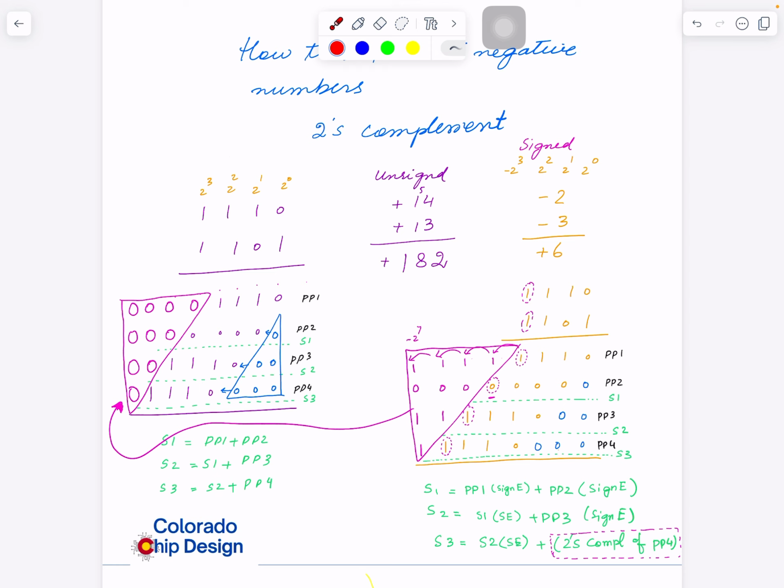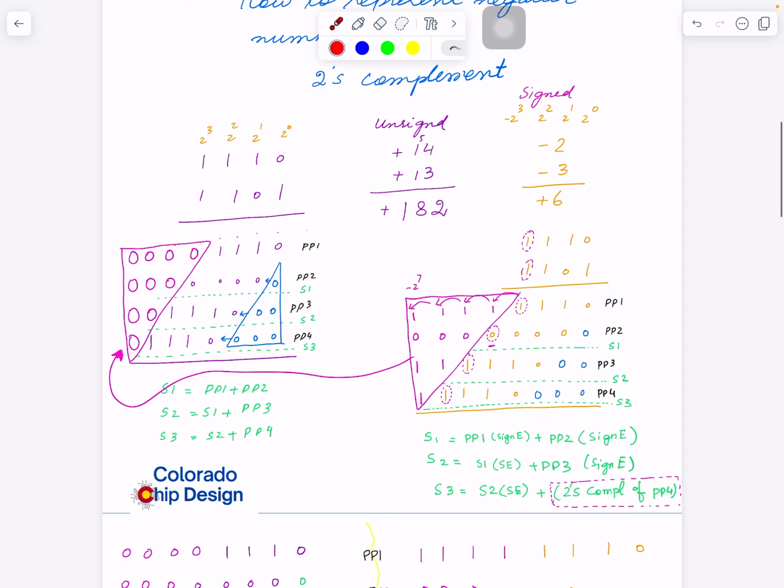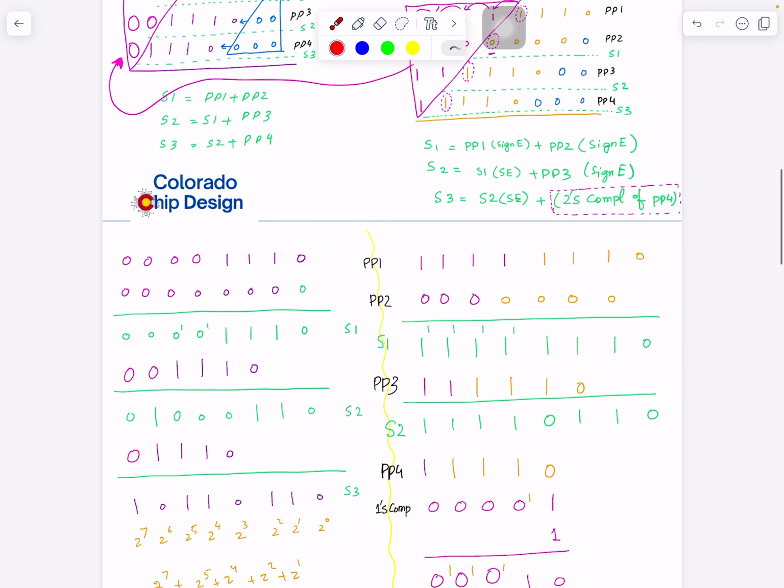I showed you the major difference between signed and unsigned multiplication. This was unsigned, this is signed. The key differences are the sign extension here during partial products generation. Then when you add up everything, the last partial product, since it's a sign bit, you need to take a 2's complement of that and then add to the rest. So those are the two differences. You will understand it once we go through an example.